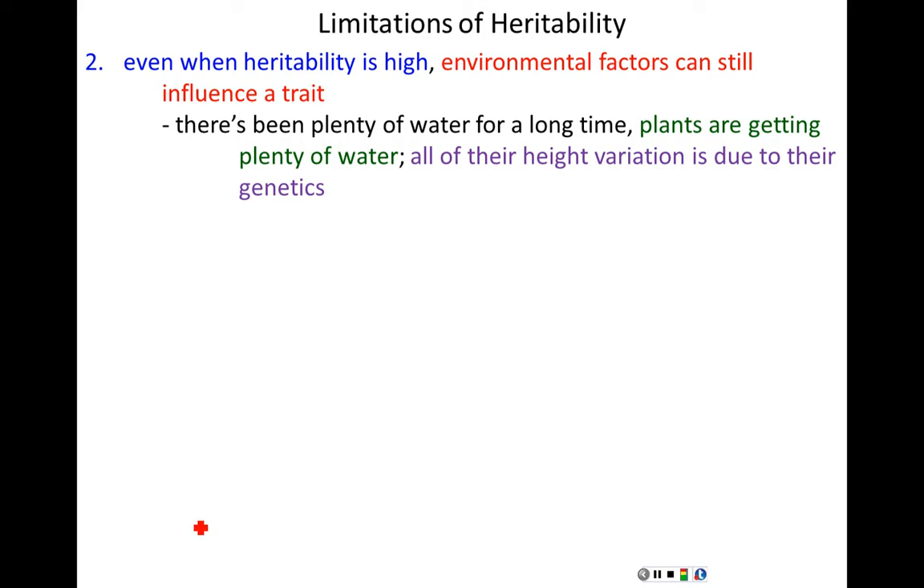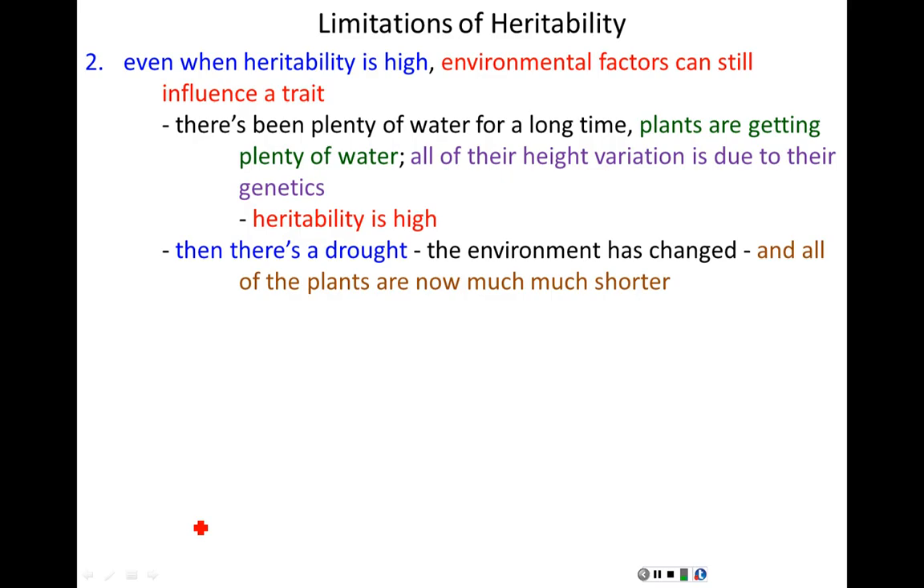Now, same field, but there's a drought. Rain stops. Water's not coming anymore. The environment, which was stable for a very long time, just changed. And guess what? All the plants are now much shorter. Did the environment affect the phenotype? You're damn right it did. The water went away, the plants got shorter.